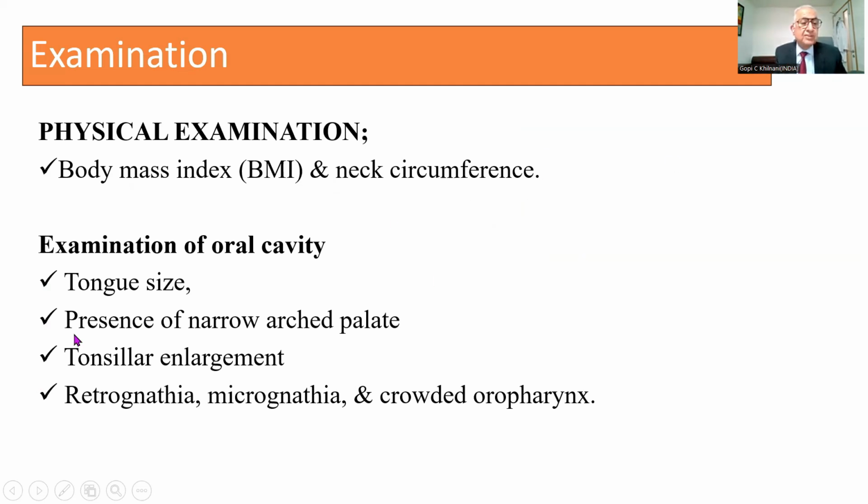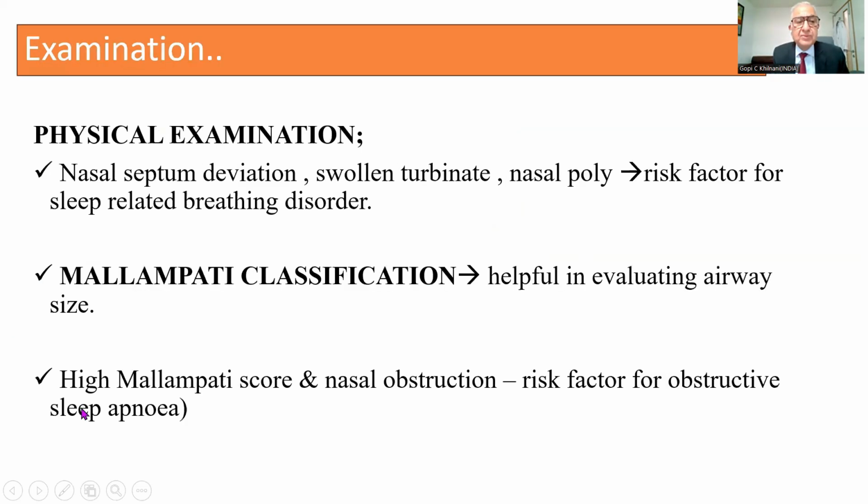16 inches is important. The oral cavity, the tongue size, the presence of narrow arched palate, tonsillar enlargement, retrognathia, micrognathia, and crowded oropharynx is important. Nasal septum deviation, swollen turbinates, nasal polyps are all important.